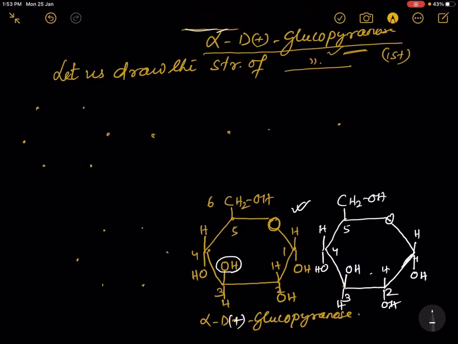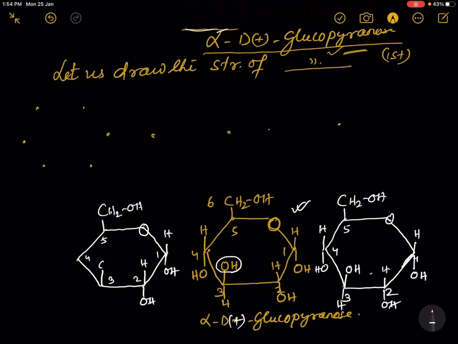Similarly, you have to draw another alpha D glucopyranose on the left hand side of the first structure. You see, you will find one oxygen over here. This is the anomeric carbon. This is number 2, number 3, number 4, number 5. Number 5 is connected to CH2OH group and number 1 is connected to H and OH. Number 2 is connected to H and OH, OH at the bottom. And at number 3 position, OH group is at the top and H is at the bottom. At number 4 position, H is at the top and OH is at the bottom.